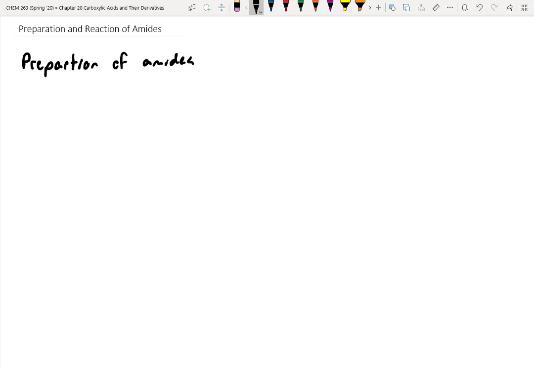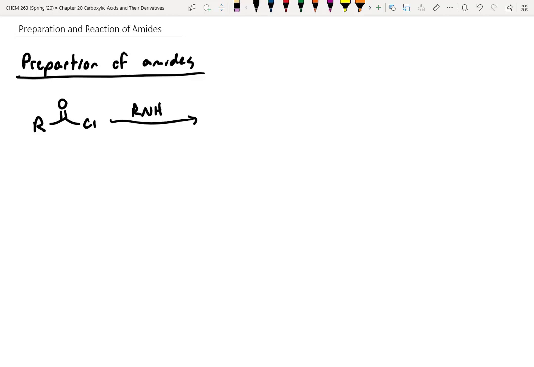It is pretty straightforward. The easiest method we've seen so far is simply to take an acid halide and then react that acid halide with some sort of amine. So this should be a review, and if you remember, the amine itself, this should be RNH2. The amine itself is going to act both as a nucleophile and base, so we're going to need excess amine.